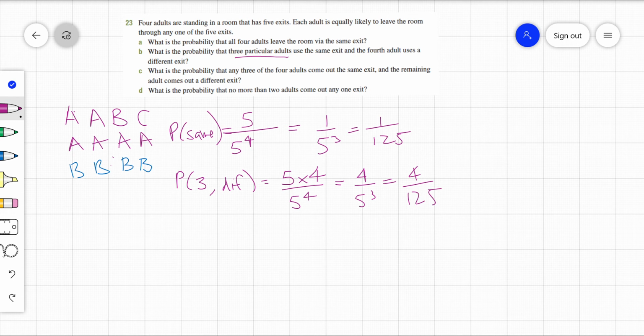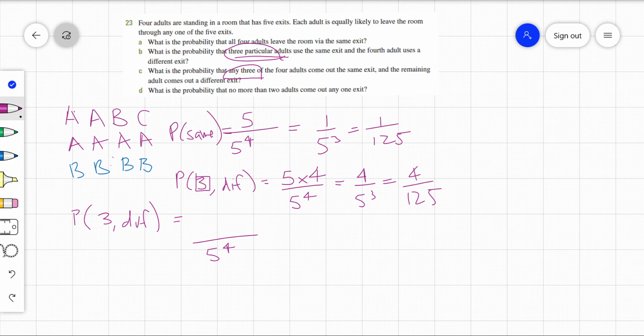And then in C, they're very similar, except this time it's 3 and different, but before it was a particular 3. Now we're finding the probability of any 3 of the 4 adults. So it's the same question, same denominator, it's still out of 5 to the 4 different combinations, but this time we've got to choose which 3 are going to go through the same one.